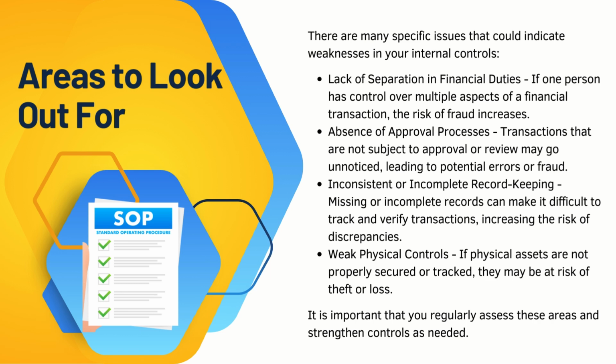Inconsistent or incomplete record keeping: missing or incomplete records can make it difficult to track and verify transactions, increasing the risk of discrepancies. Weak physical controls: if physical assets are not properly secured or tracked, they may be at risk of theft or loss. It is important that you regularly assess these areas and strengthen controls as needed.